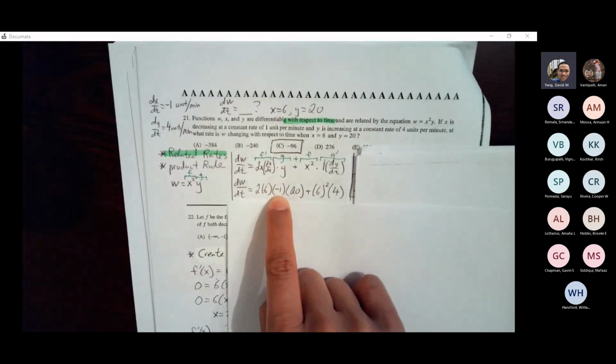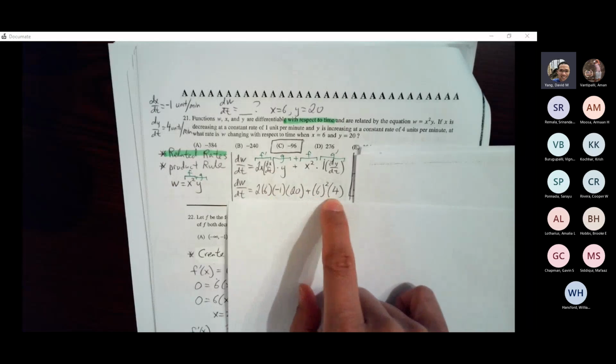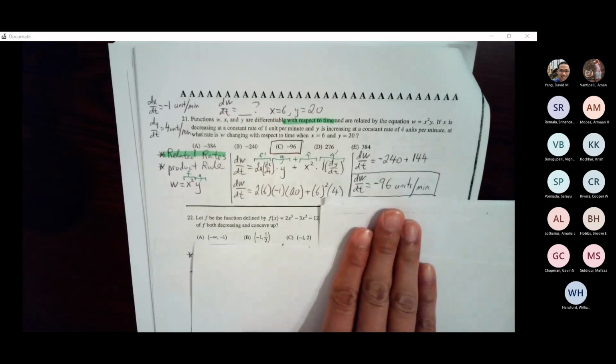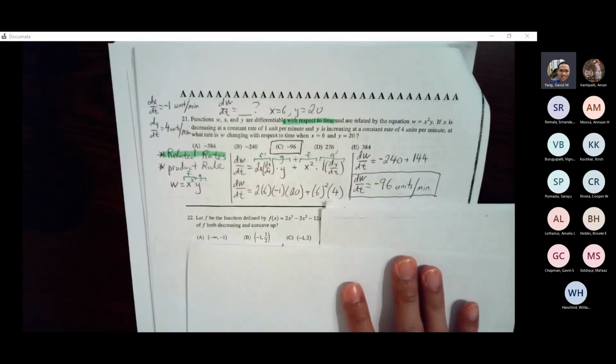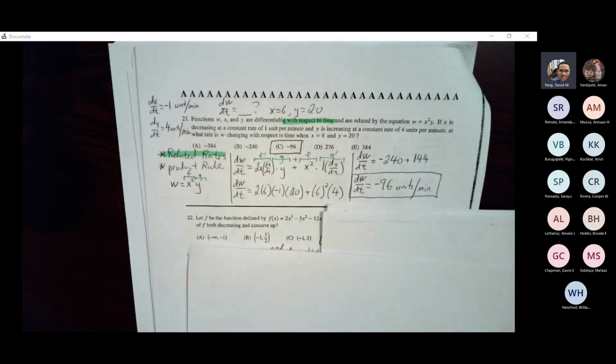X gets replaced with 6. dx dt is -1. Y is 20. X is 6. And dy dt is 4. Okay, merge all those values together. We get -240 plus 144. dw dt is -96 units per minute.